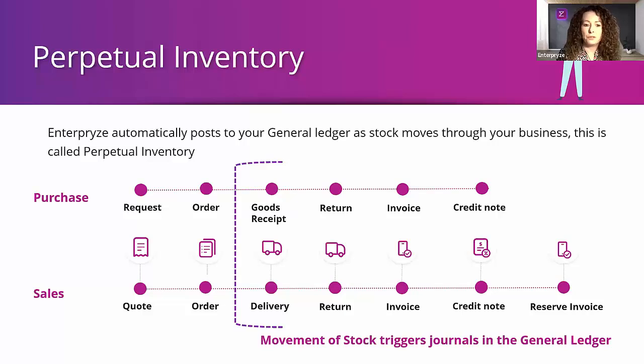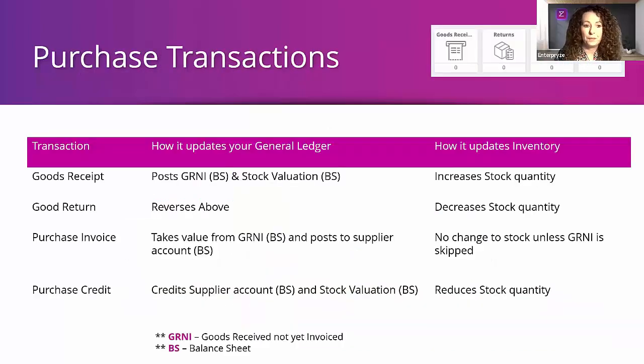So you can see there from the goods receipt, if there was a goods return, an invoice, a credit note, they all have a stock implication depending on the timings and depending on when they were put into the system. Delivery, return, invoice, credit note, and of course reserve invoice on the sales side also have an implication on the stock movement in the general ledger.